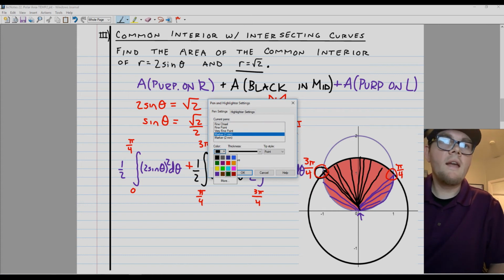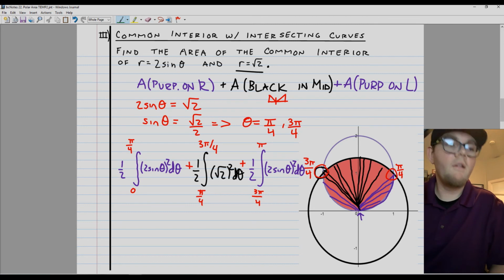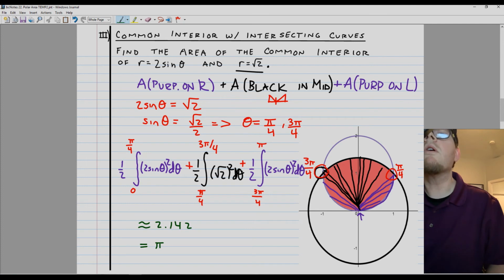Looking at our pieces then, I can go ahead and just tell you. Let's look down for a second and see. Okay, the final area is going to, interestingly enough, be equal to 2.142, or close to that. And as it turns out, the exact value is actually going to be pi minus 1. So, interestingly enough, we can get our exact value.